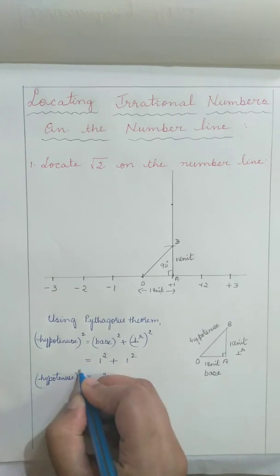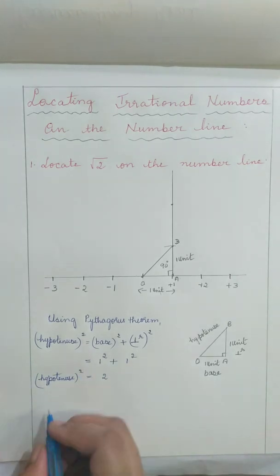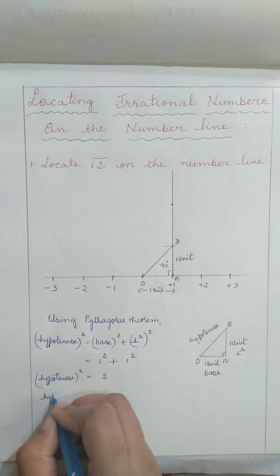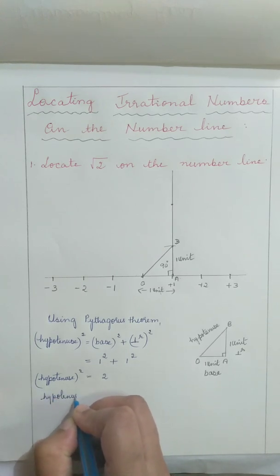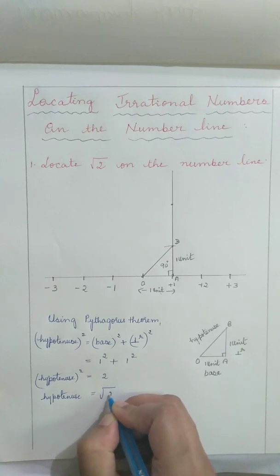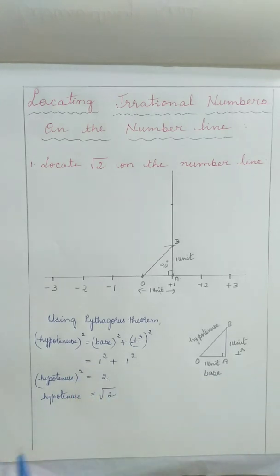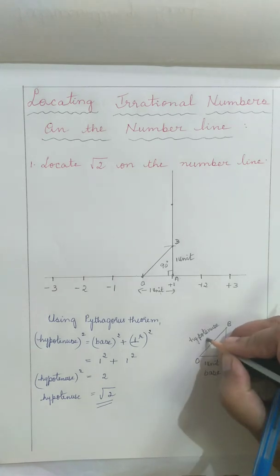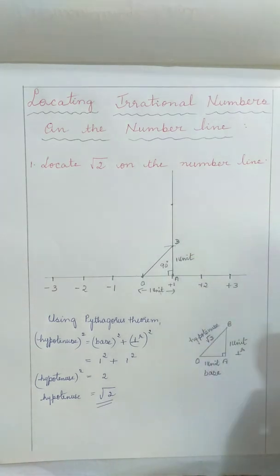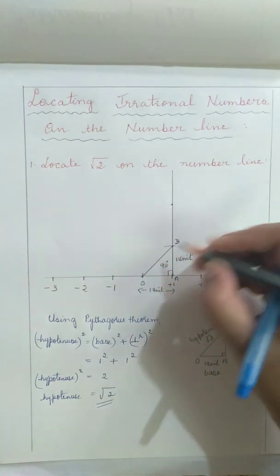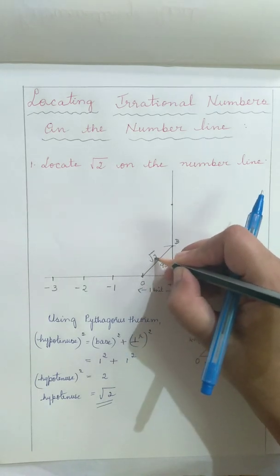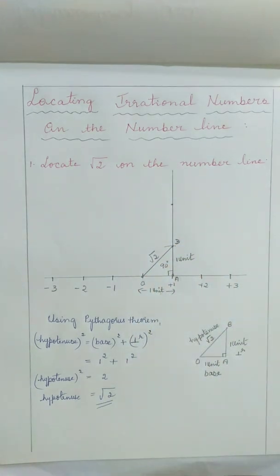Now we want just the value of the hypotenuse. Therefore, hypotenuse will be equal to root 2. Hypotenuse squared is 2, whereas just the value of the hypotenuse will be equal to root 2. Therefore, the value of the hypotenuse is root 2. So we got on the number line the root 2 value is OB. Now we have to locate that root 2 on the number line.